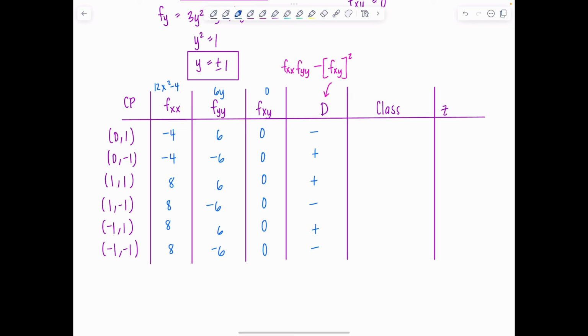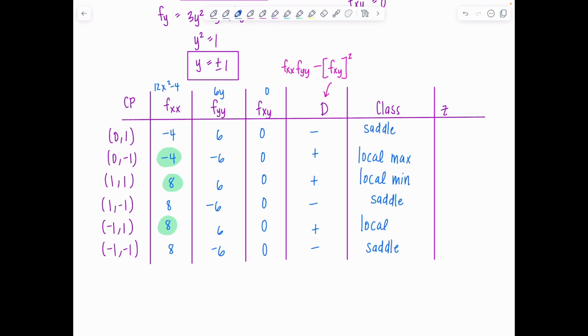Everywhere where d is negative, we have a saddle point. That's a saddle. That's a saddle. That's a saddle. Now, where d is positive, I have to go back and check what the sign is on second partial with respect to x. So if second partial with respect to x is negative, then it's a local max. And if it's positive, then it's a local min. And this would also be a local min. If you forgot all that, then just go back to the video lecture where I explained it.